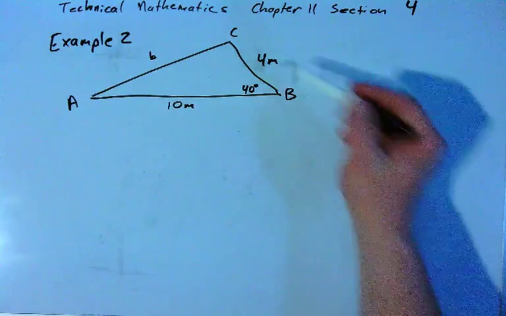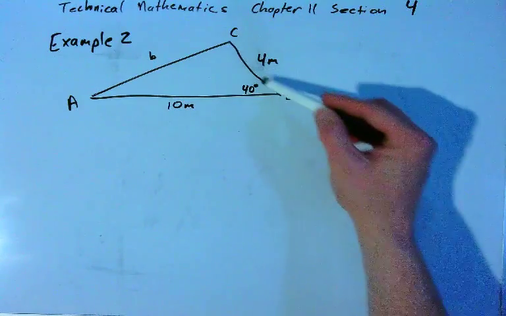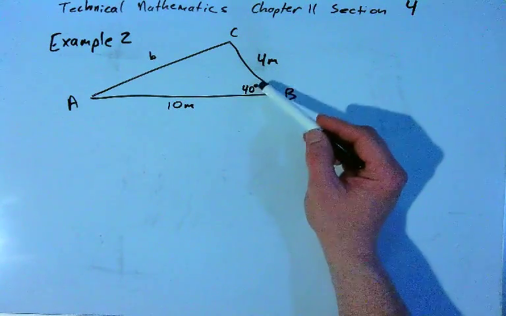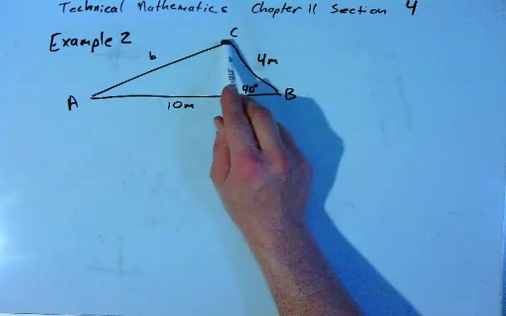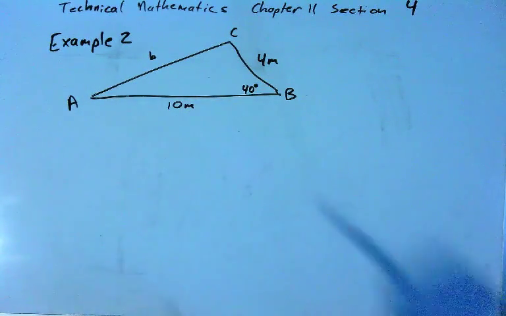So this is the south side, this is the north. This is the skylight window. It's 4 meters long and it makes an angle of 40 degrees. And so the roof line is asymmetrical. How long does this rafter have to be, and what angle does the rafter make with the roof line?